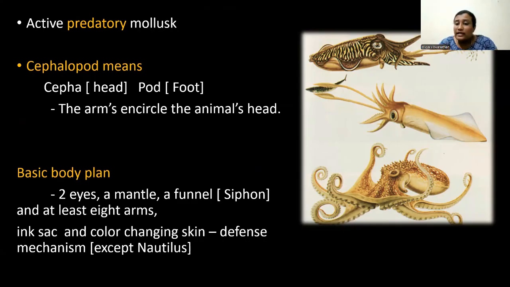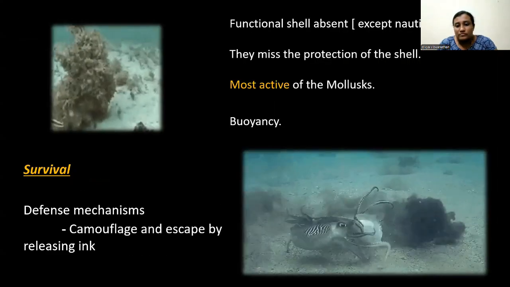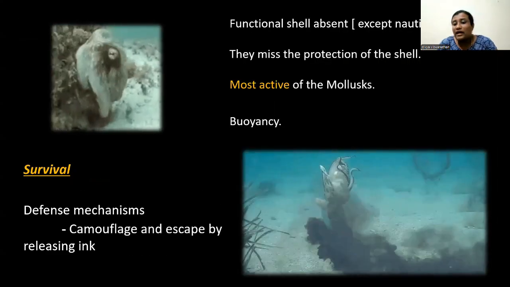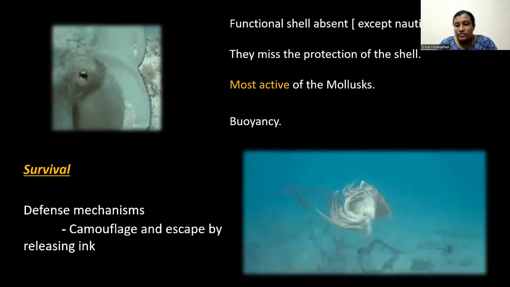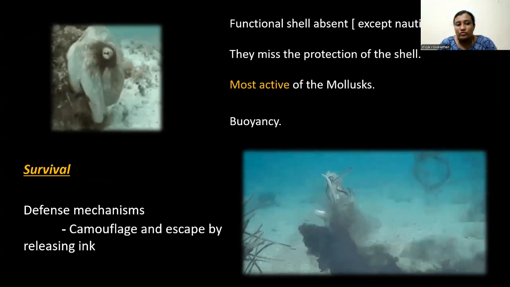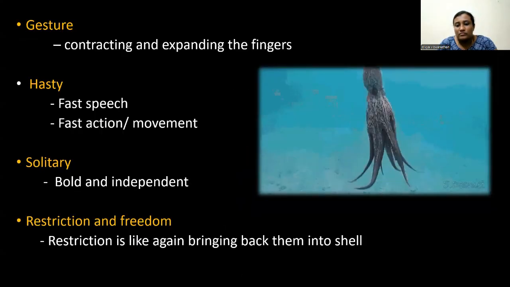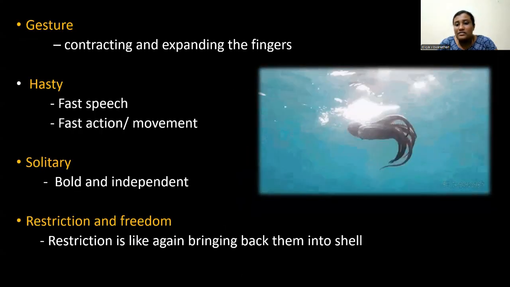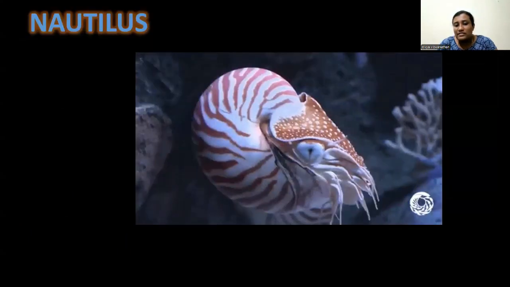They camouflage. They change the color. They use ink for disappearing. Their survival mechanism is speed, ink, camouflage. That's why Sepia is prepared from the ink of cuttlefish, right? Because that is the main organ that is present in all the cephalopods. And fast speed movement, they are the fastest.